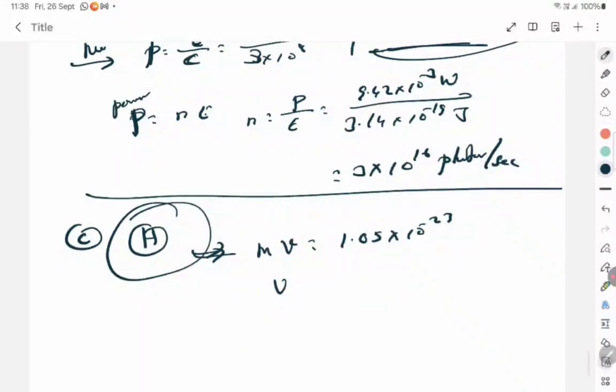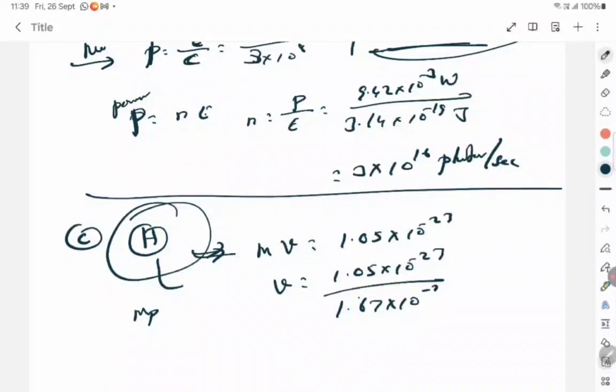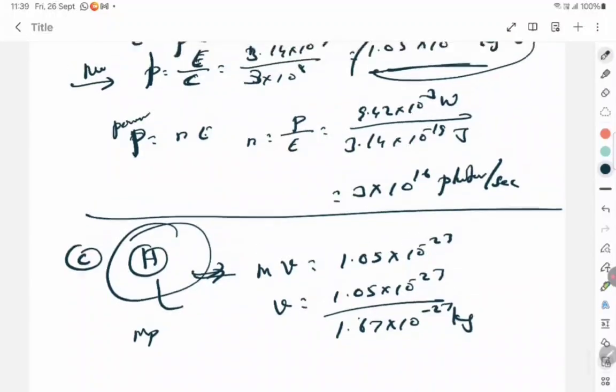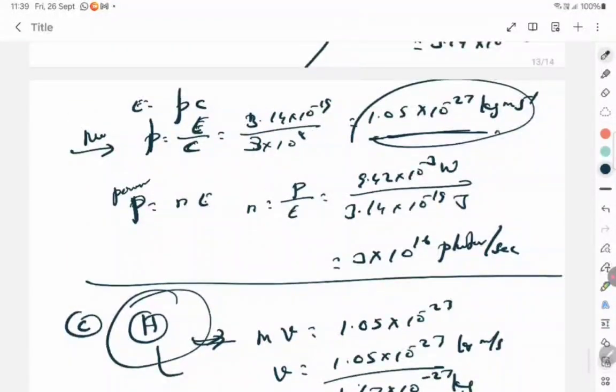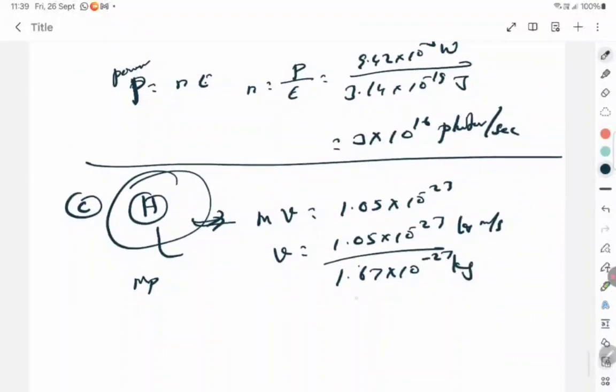They're asking you to find the velocity: 1.05 into 10 to the power minus 27 divided by the mass. A hydrogen atom can be treated as the mass of the proton, and the mass of the proton is 1.67 into 10 to the power minus 27 kg, which will be given in the question. This momentum is in kg meter per second. Therefore you find the velocity with which the hydrogen atom will go if it has to have the same momentum.